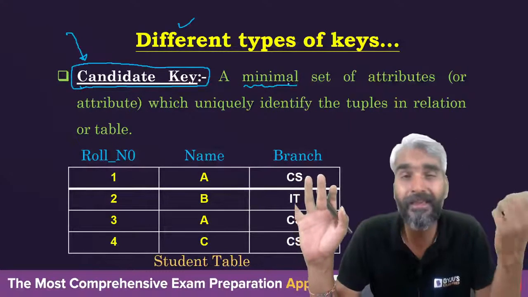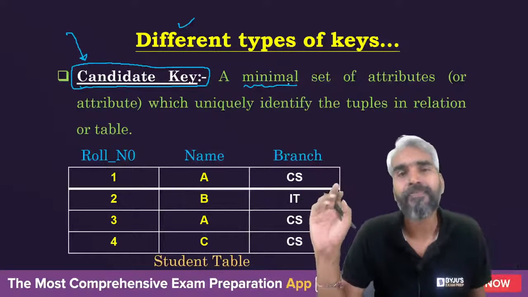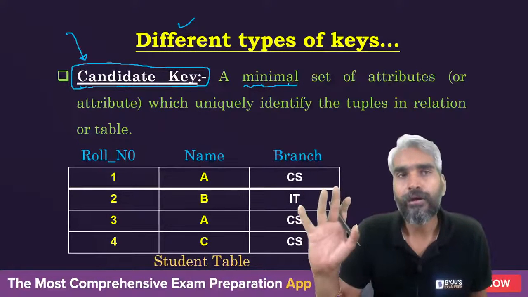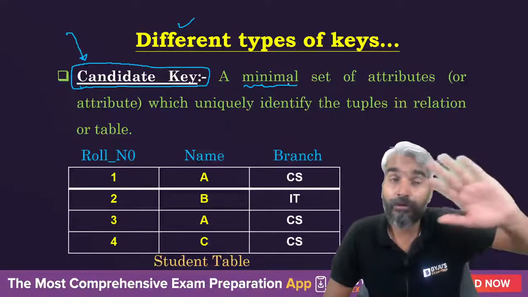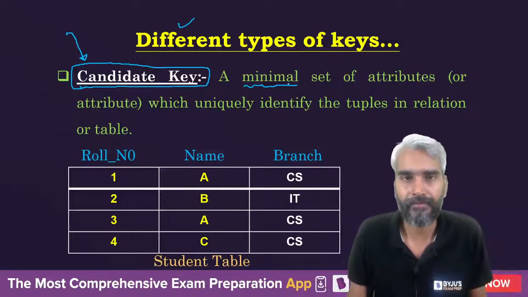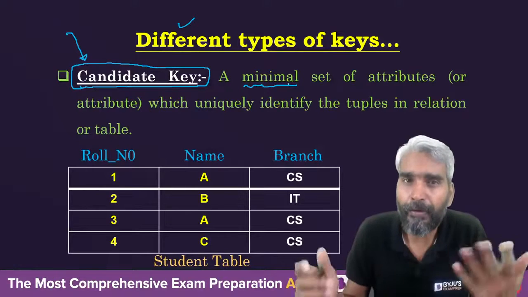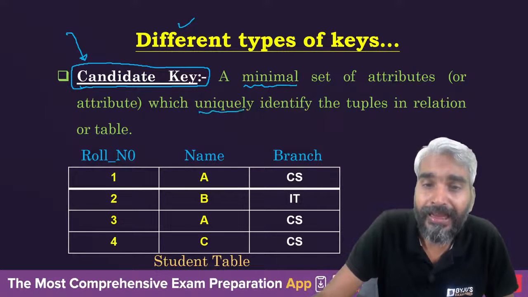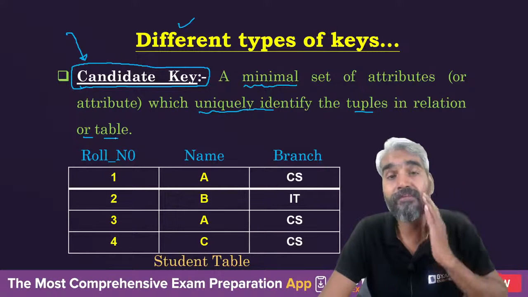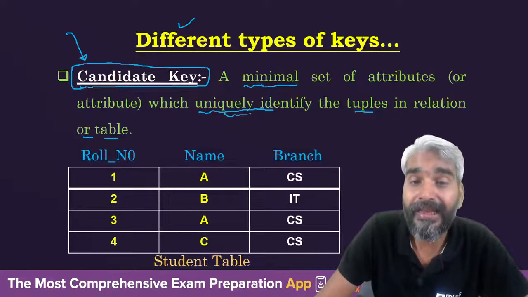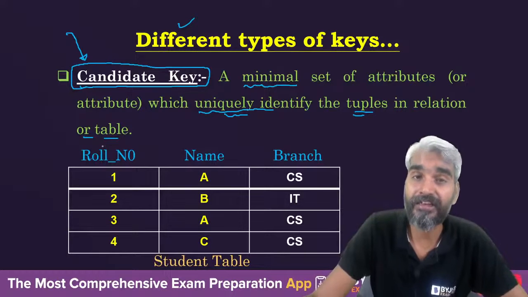Don't think that a key with the minimum number of elements is a candidate key. No, a set which is minimal, that is, if you remove anything from that set, then it will lose its property, then it is minimal. Okay, so what is the property? The property of uniquely identifying the tuples in the relation or table.